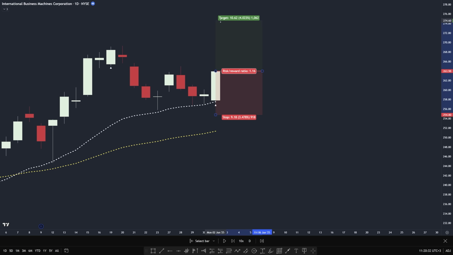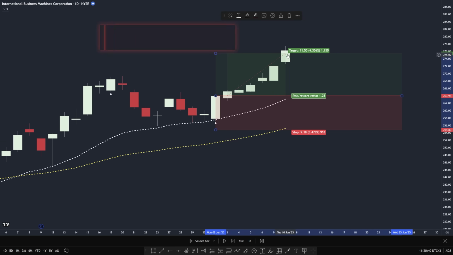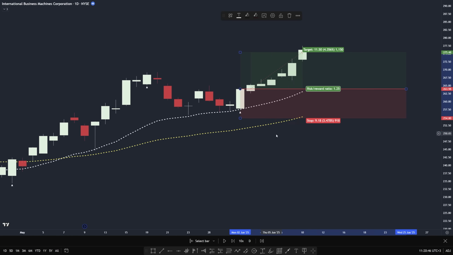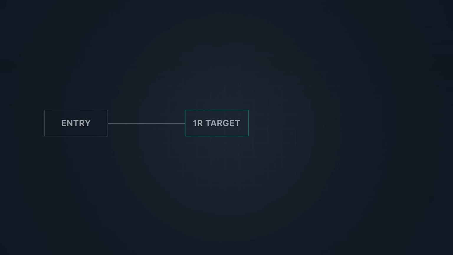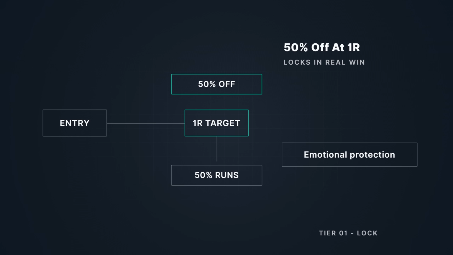Now we use the 3-tier exit. Tier 1 is the 1R. Once price moves in your favor by the same distance as your risk, you take off 50% of the position. This is mechanical, and the reason is simple. Small accounts need emotional protection. When you take 50% off at 1R, you lock in a real win early.